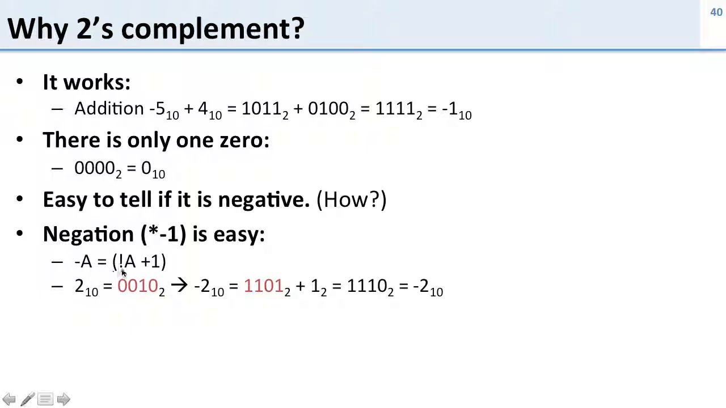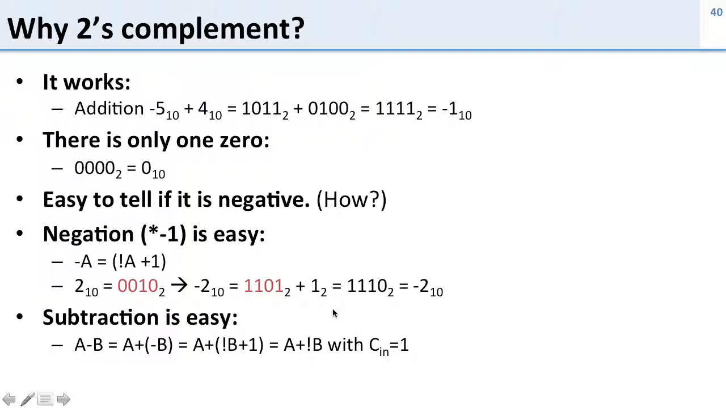Negative a is just the invert of a plus 1. So if I have 2, which is 0, 0, 1, 0, and I want -2, I first invert all of these. So I change the zeros and ones around. Now it's 1, 1, 0, 1, and I add 1, and I get 1, 1, 1, 0. And this is -8 plus 4 plus 2, which is -2.